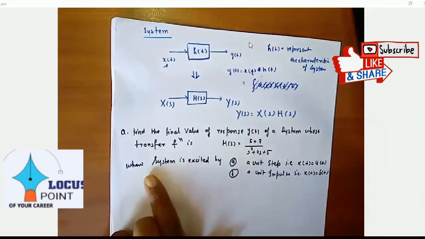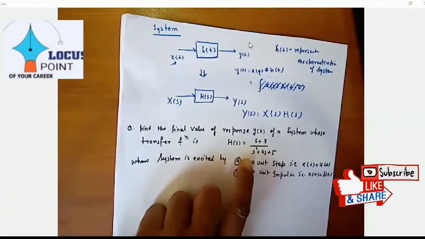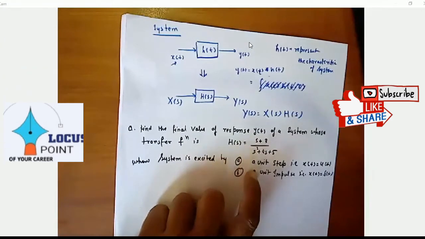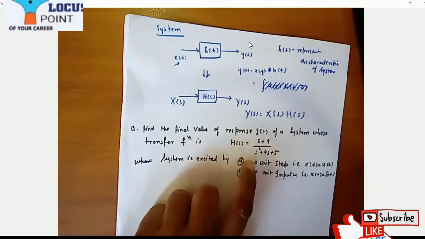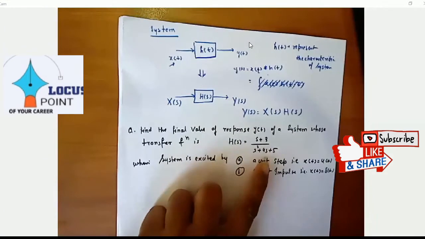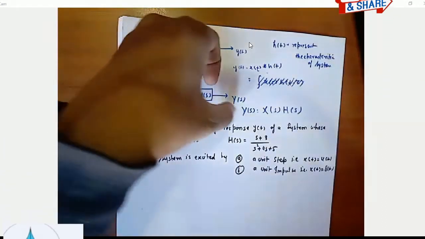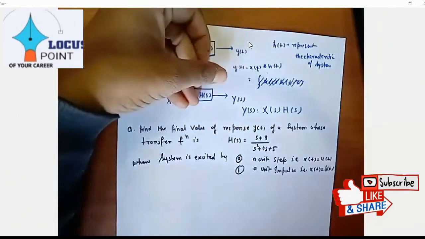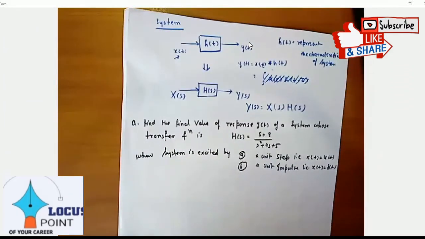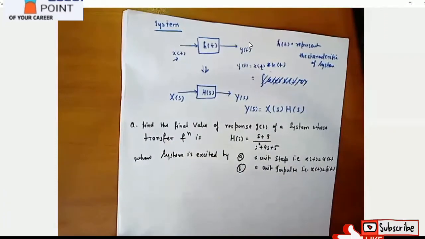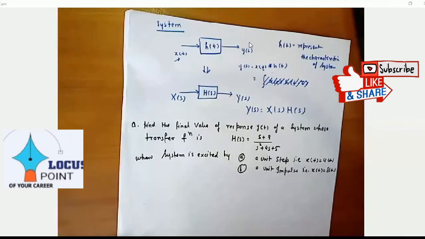When the system is excited first by a unit step, and the second time by an impulse, in this question we have two parts. So you have to take x of t as u of t, the transfer function is given, and you have to calculate the response, that means y of t, right? So let's start. If you have any doubt, please ask, because these are very, very important questions. I think you should not miss these questions.